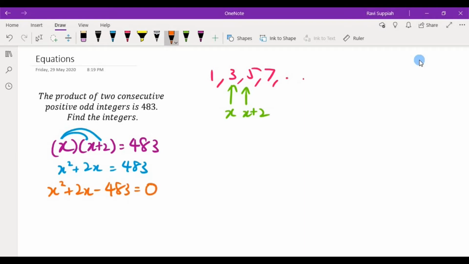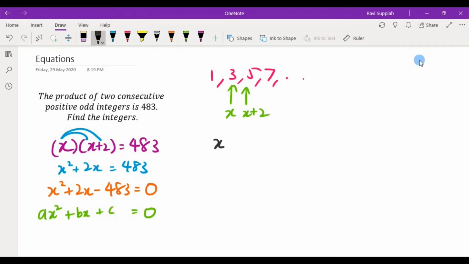So this is basically our standard quadratic equation, and now you can solve it through factorization. You can use any approach that is comfortable for you. I'm going to use the quadratic formula, where I'm going to map this to the general quadratic equation, which is ax squared plus bx plus c equals 0. So a is 1, b is 2, and c is negative 483.